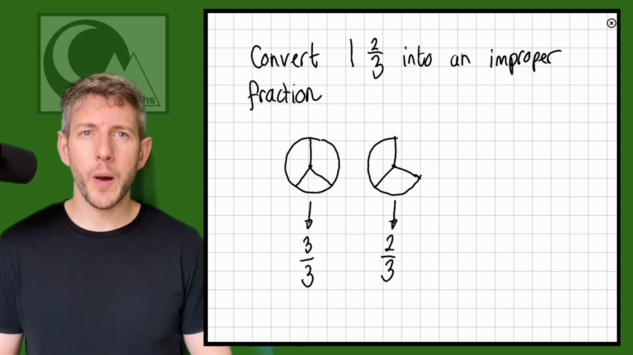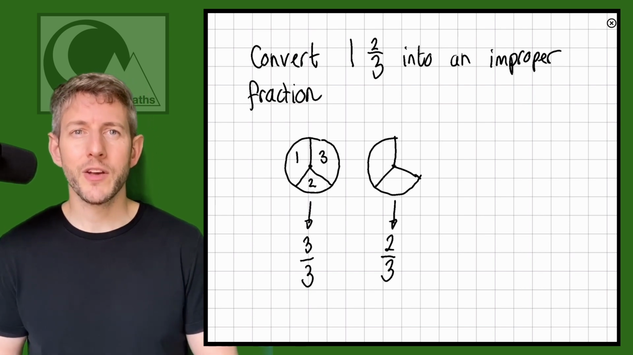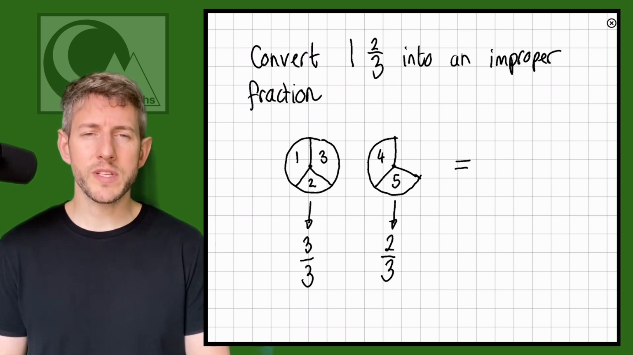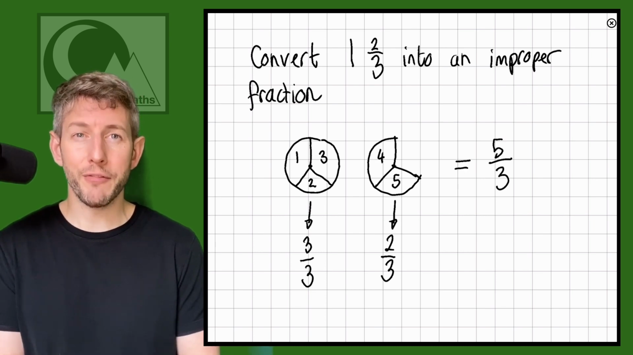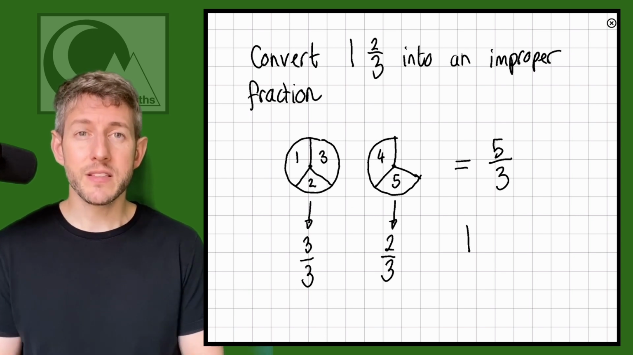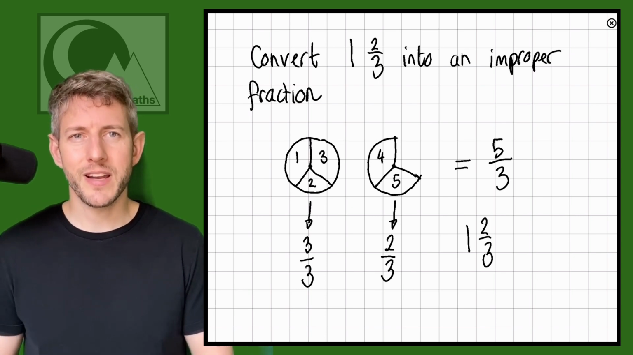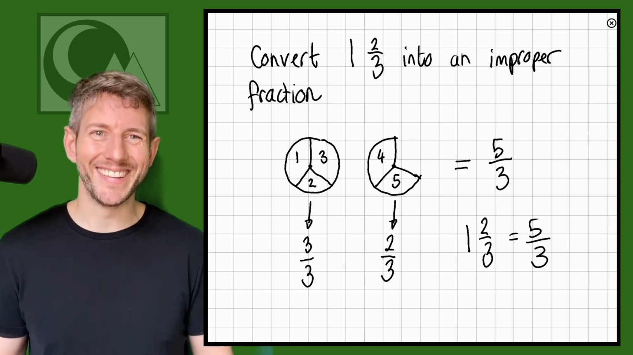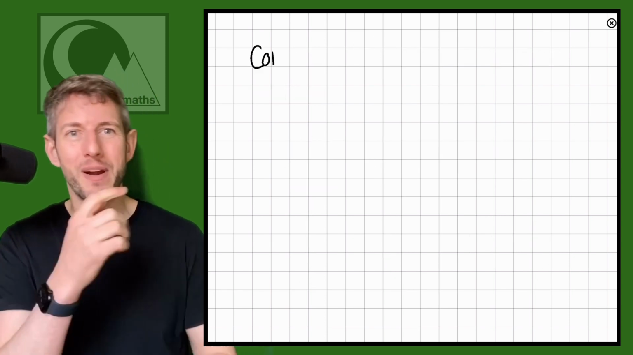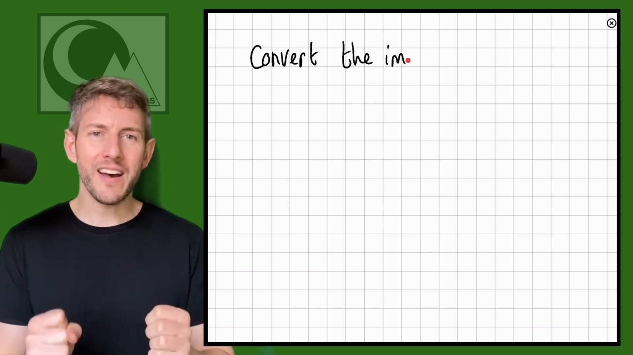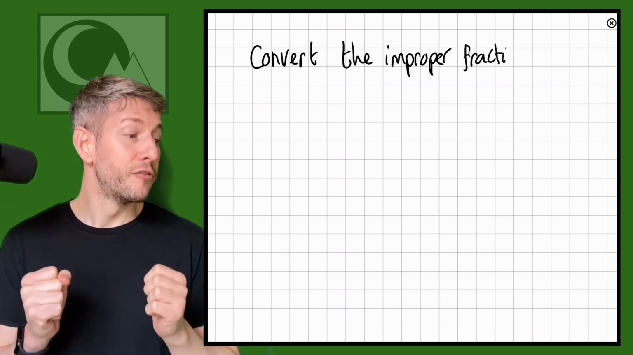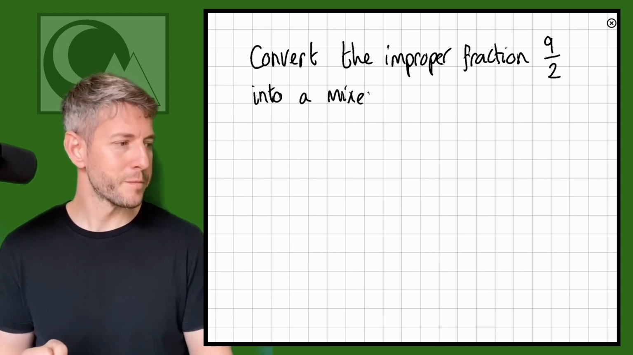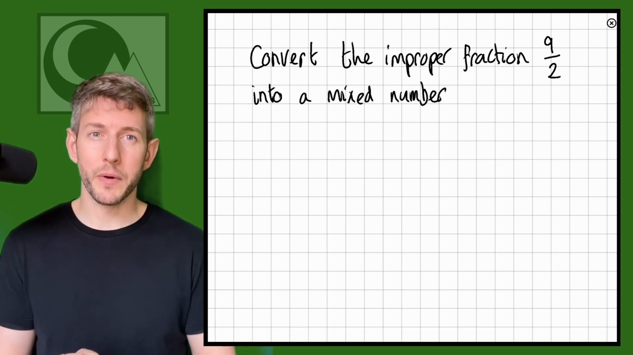So let's count up the amount of thirds that we've eaten. We ate 3/3 and then we ate 2/3. So altogether, we've eaten 5/3. So that means 1 2/3 as an improper fraction is 5/3. Okay, great. Let's have a look at the other way round. So here I've got a question which says, convert the improper fraction 9/2 into a mixed number.